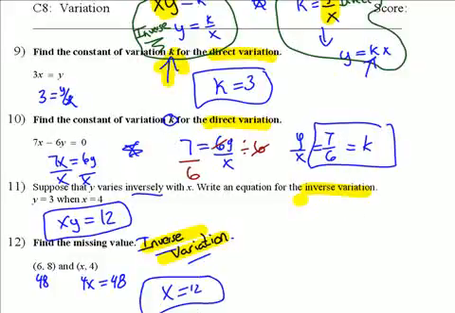So again, this section right here is potentially the easiest section in the whole exam. It's just hard because you have to understand the difference between inverse and direct. Any questions here?